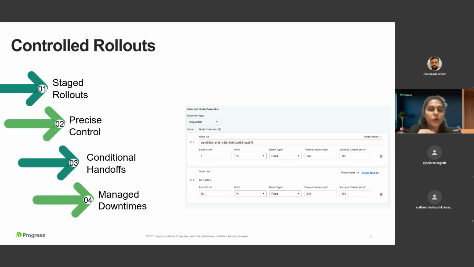With conditional handoffs, you can automate next steps based on failure or success criteria, ensuring that updates continue only when it is safe.